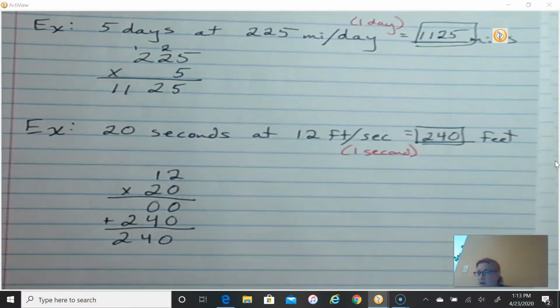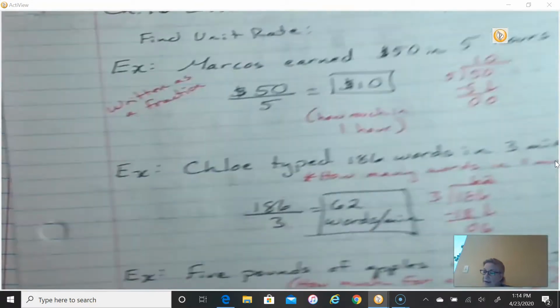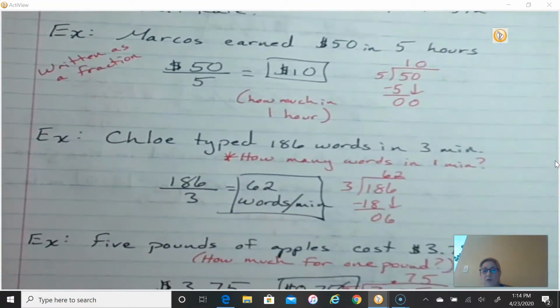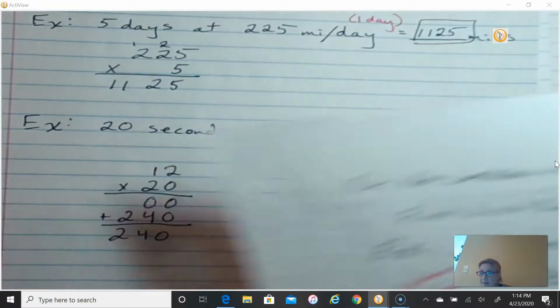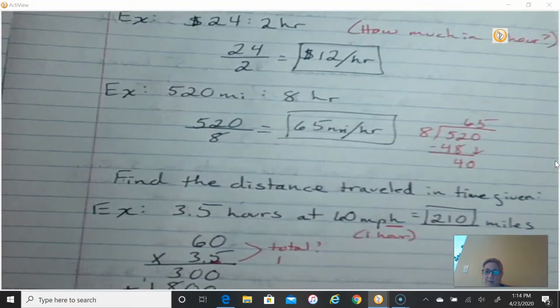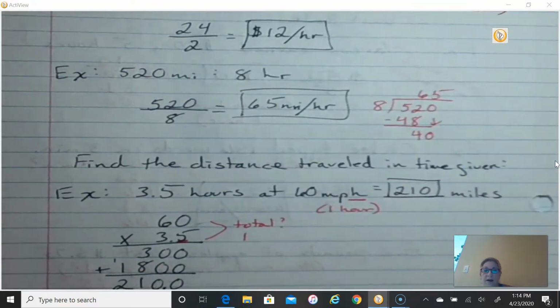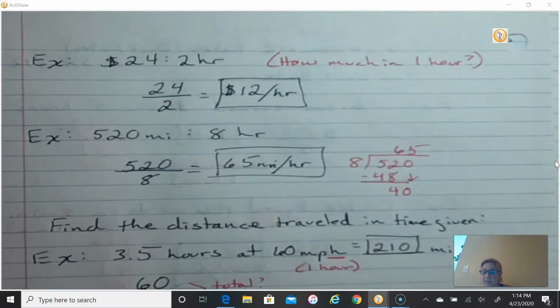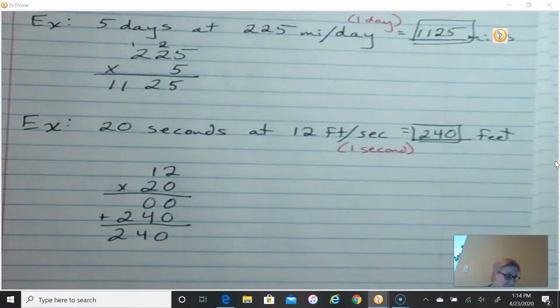So keep in mind you're dividing when it's asking for unit rate because they're wanting to know for 1. This is the opposite. Distance is doing the opposite. They gave you for 1 and they want to know for more. Okay? So when doing your homework, it's going to be just like what I did here.